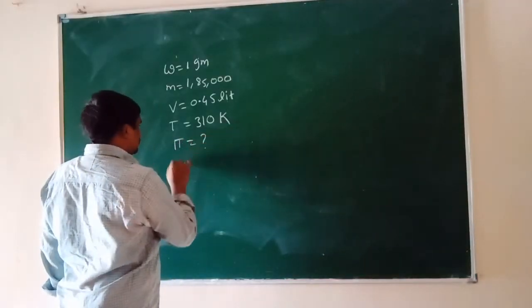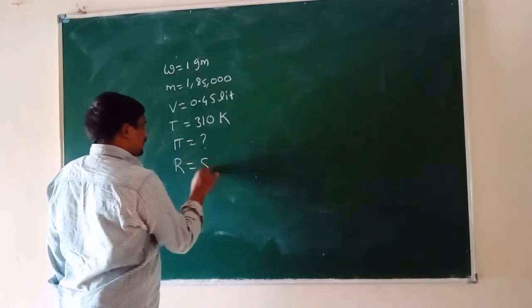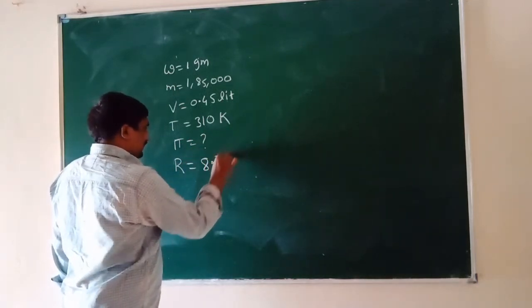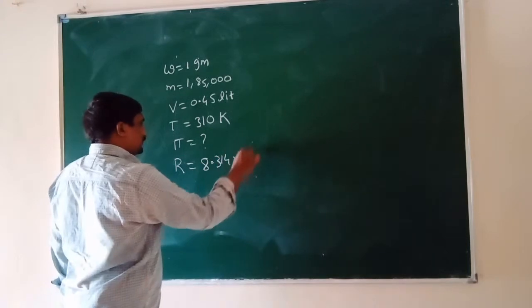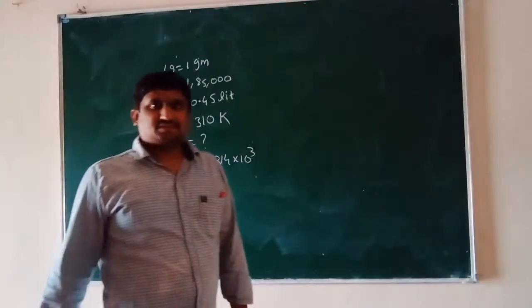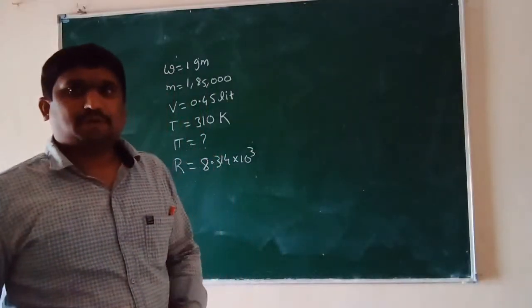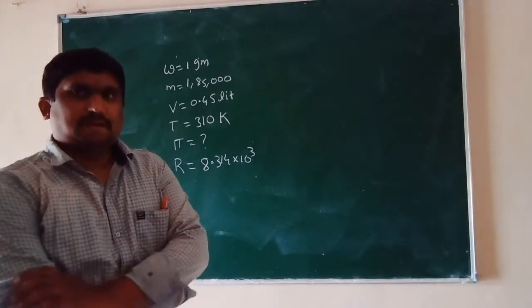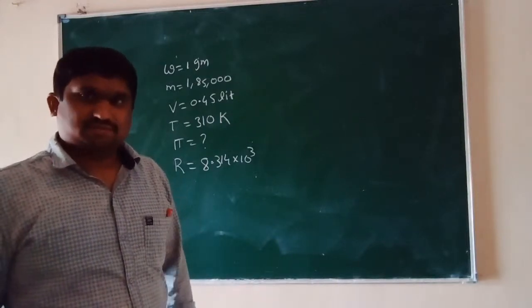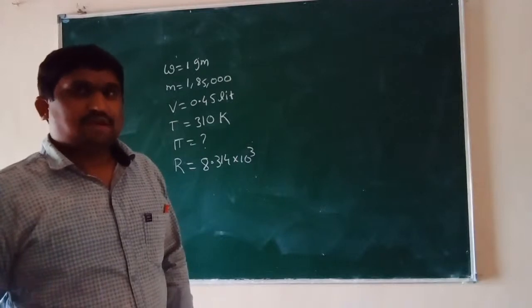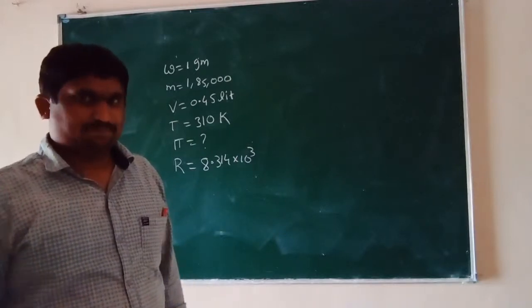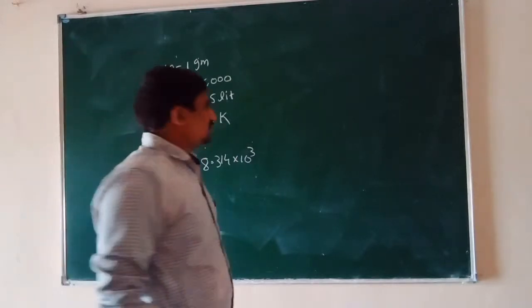So remember students, the R value in Pascal is 8.314 into 10 power 3 Pascal mole inverse Kelvin inverse. We have to calculate the osmotic pressure. Directly you can apply the formula. What is the formula we have?